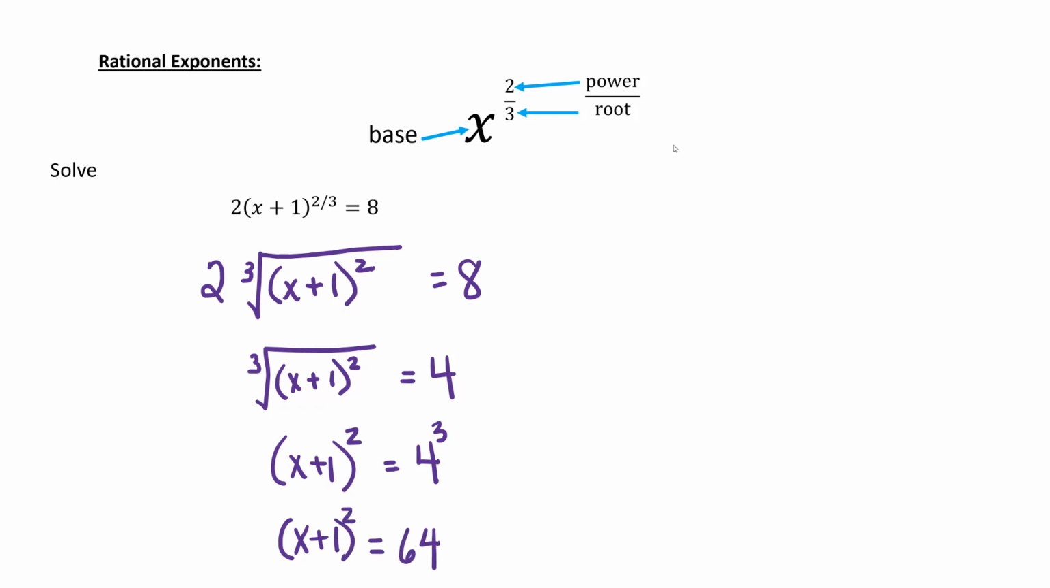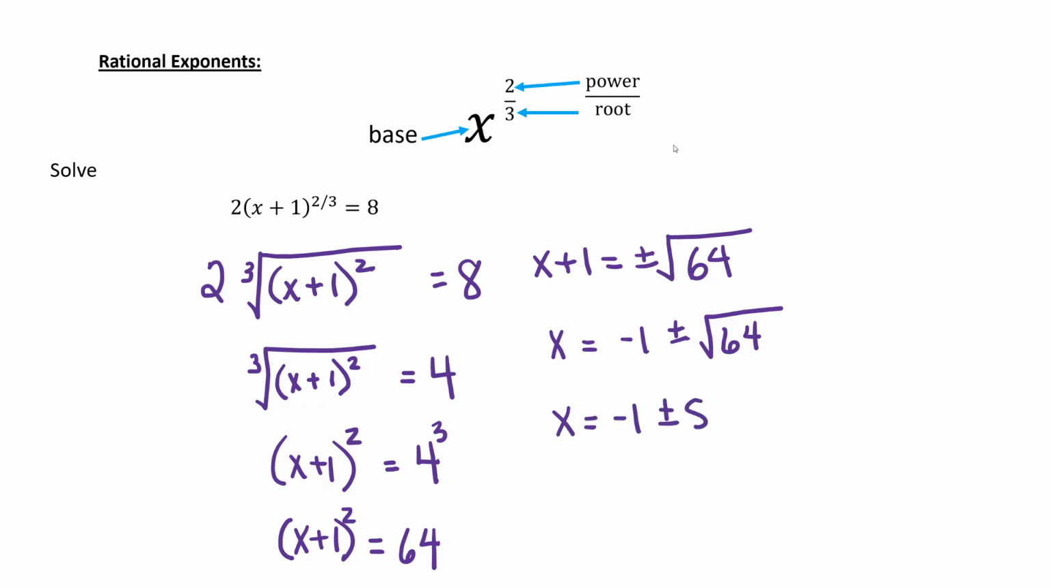And now we want to take the square root on both sides. So take the square root, and you have x plus 1 equals plus or minus the square root of 64. Remember, when you take the square root on both sides of an equation, you have to put plus or minus. And now you can isolate x. You've got x equals negative 1 plus or minus the square root of 64. And we know that the square root of 64 is 8. So you've got x equals negative 1 plus 8 or x equals negative 1 minus 8. And that means that x would be negative 9 or 7.